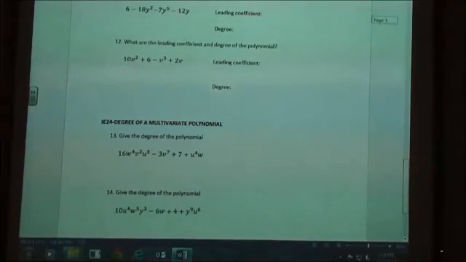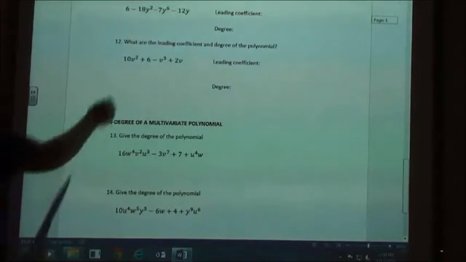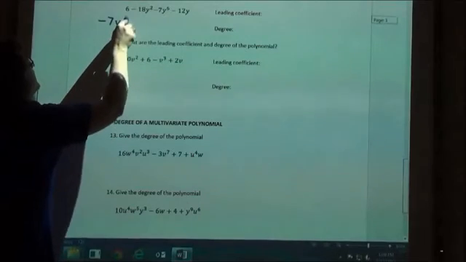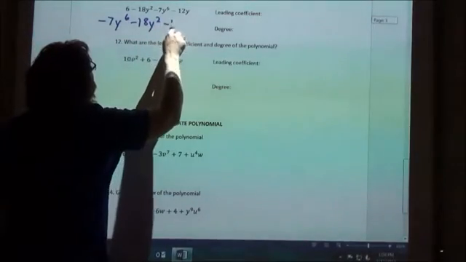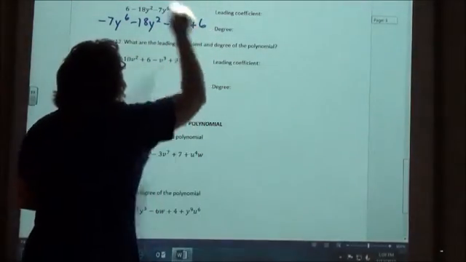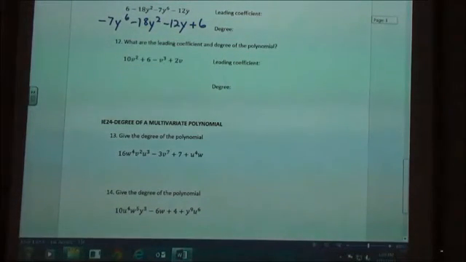So number 11. If I were to rearrange that and put it in the best order that it could be in, what order do you think I should put it in? No. Because I'm not understanding that. Let's see. You want the one with the highest exponent first. Negative 7y to the 6th would go first. Negative 18y squared. And then minus 12y. And then plus 6. That would be the best order for my polynomial.